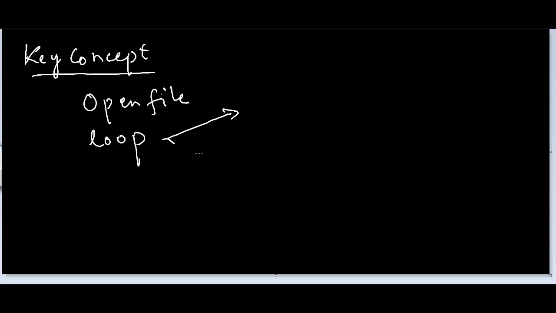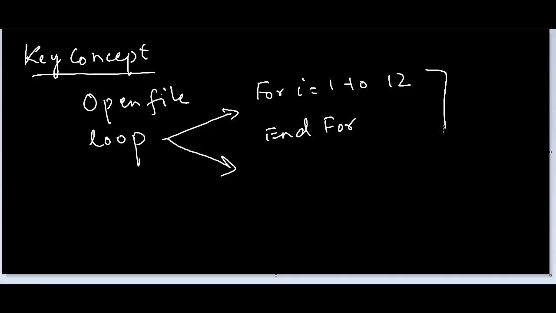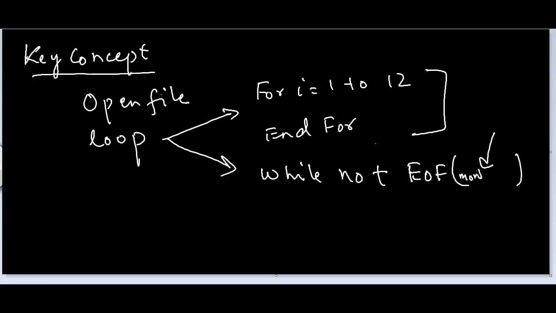Now this loop can be implemented in two ways. We can use something like for I is equal to 1 to 12, and for, right? So that's one loop that we can use. And the other way to implement this loop would be while not end of file, right, with our file name right here, month.txt, right, while not end of file, and while. So basically these are the two ways in which we can run our loop.